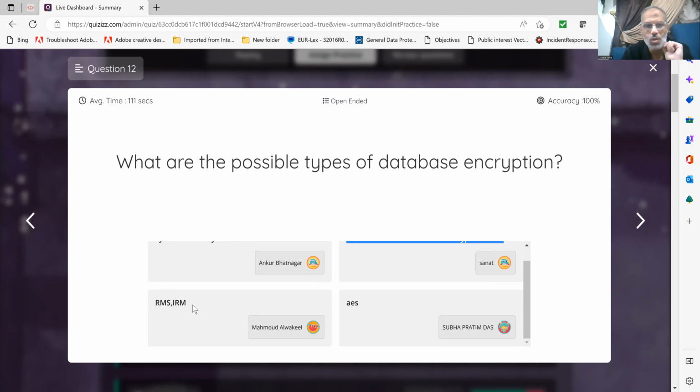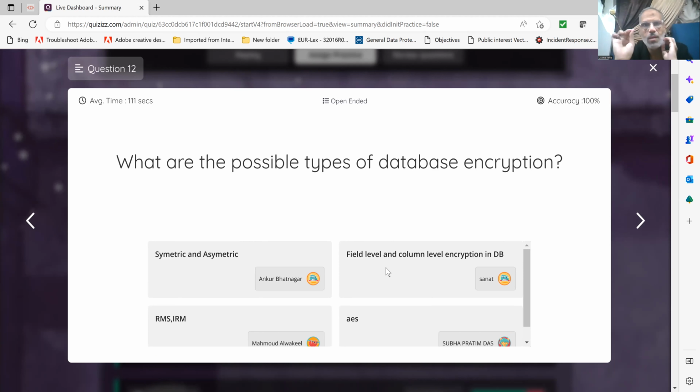No, this is the wrong answer, RMS and IRM. SOB, AES, no, it is the wrong answer. The right answer for database encryption, we mentioned, number 1, you can encrypt the file system where the database is stored, or you can encrypt inside the database specific fields and specific columns.